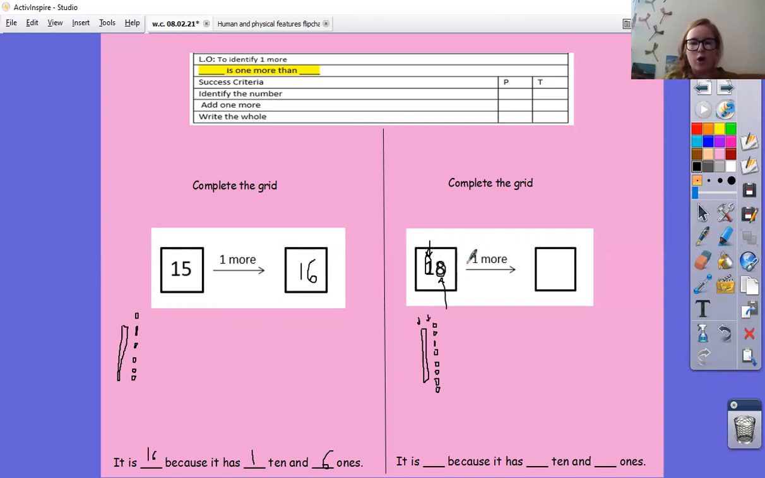So I'm looking for 1 more than 18. So I'm going to add 1 more one on. And now I have 1 ten and 1, 2, 3, 4, 5, 6, 7, 8, 9 ones. So how do I write that? I write 1 ten and 9 ones. Oh, it's 19. 19 is 1 more than 18. It is 19 because it has 1 ten and 9 ones.